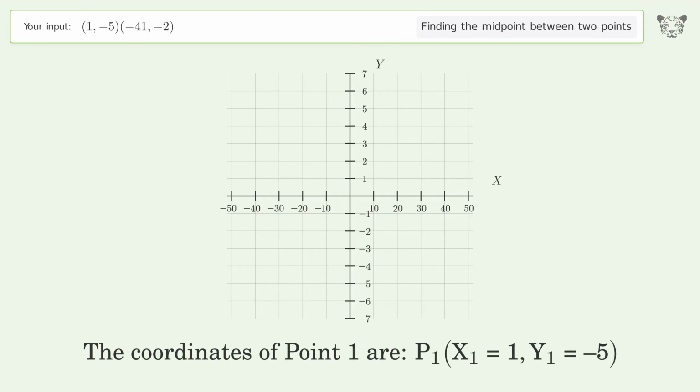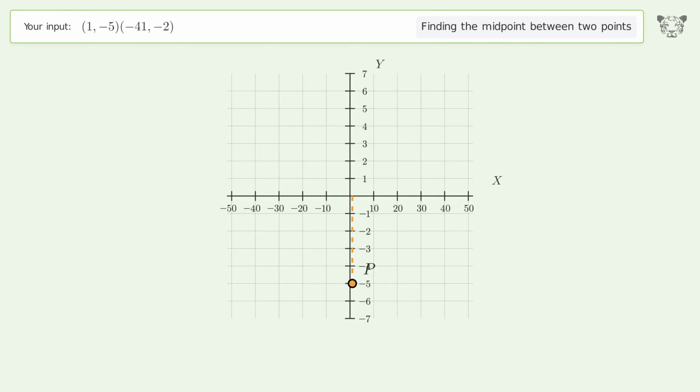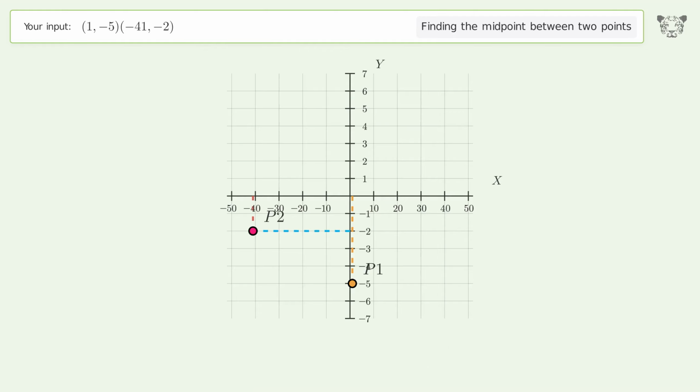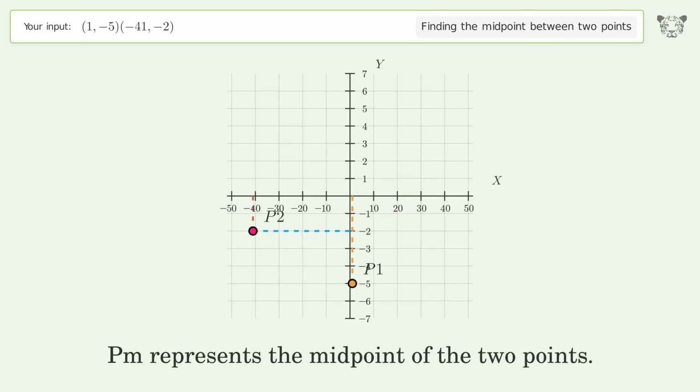The coordinates of point 1 are, x1 equals 1, y1 equals -5. The coordinates of point 2 are, x2 equals -41, y2 equals -2. PM represents the midpoint of the 2 points.